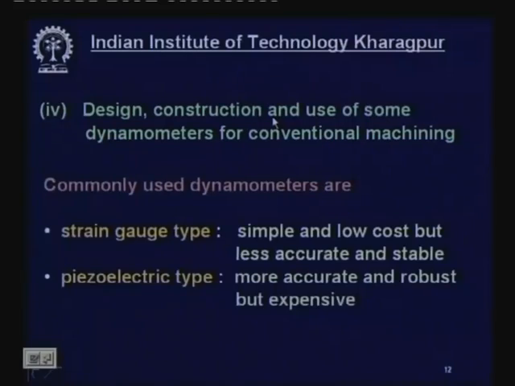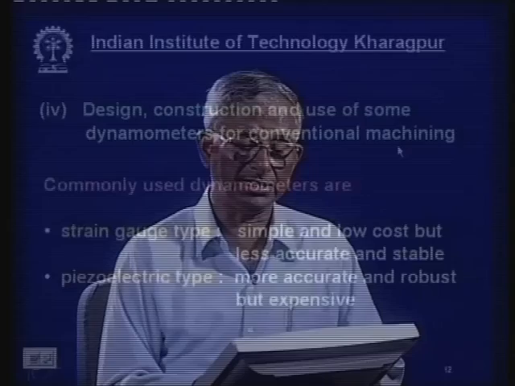Now, we shall discuss the design, construction and use of some dynamometers for conventional machining. As I told you, you can purchase some sophisticated dynamometers, like the piezoelectric crystal type 3D dynamometer manufactured by the Kistler company of Switzerland. These are very, very expensive. One 3D turning dynamometer may cost around 12 to 20 lakhs. So this is too much. For that reason, a strain gauge type dynamometer or another kind of dynamometer can be manufactured and used. I shall discuss some of them.